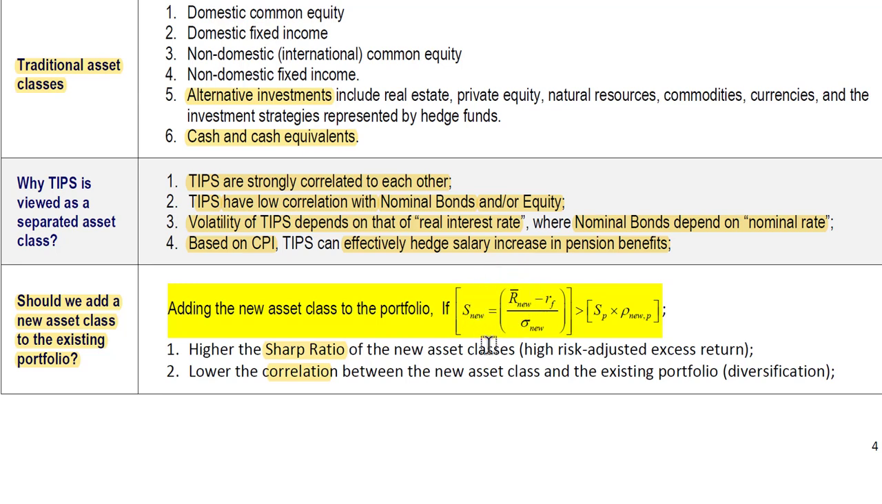Suppose we got this one. The Sharpe ratio, suppose we calculate here, it's say 1.3. Should we select this one? We compare this Sharpe ratio, the new asset, to the existing portfolio.